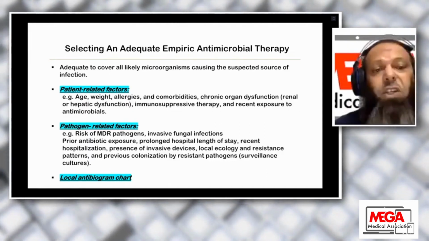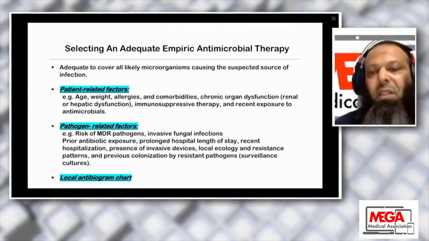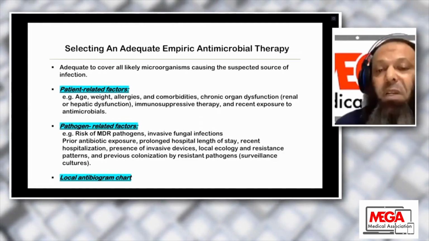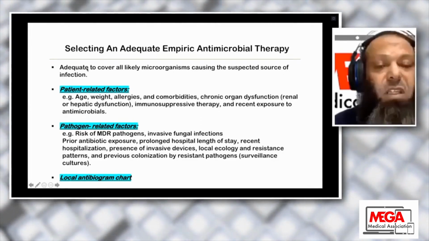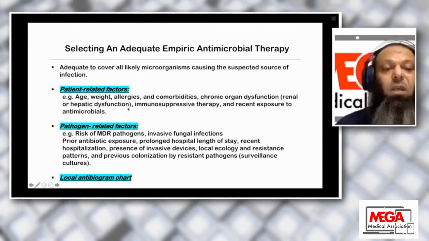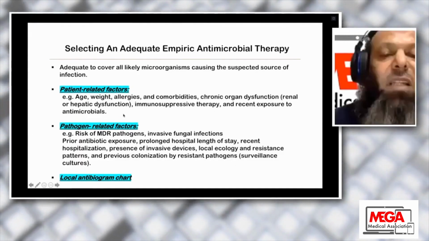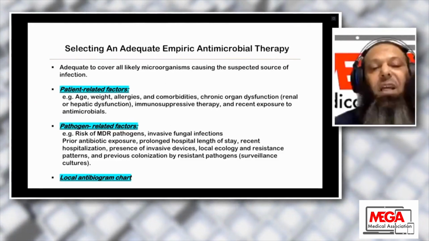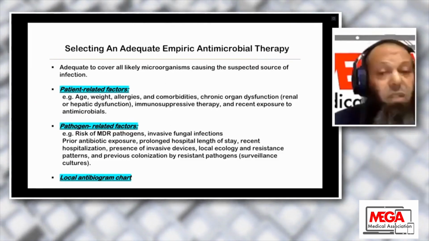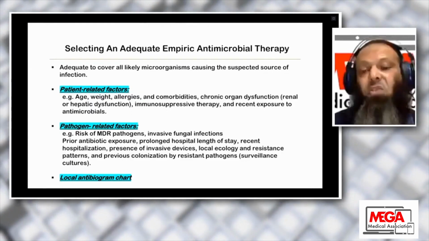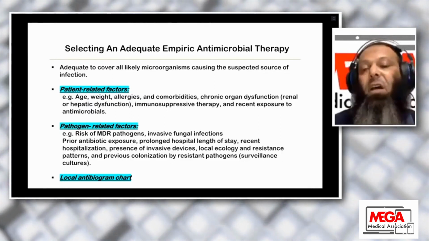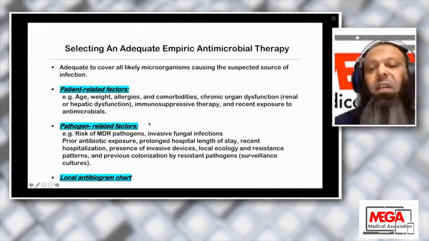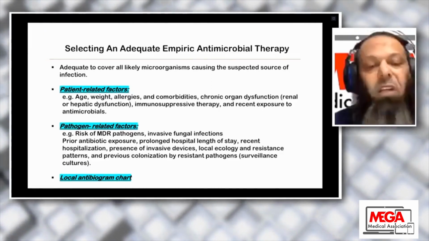Patient-related factors: age, weight, allergies, the comorbidities, the underlying chronic organ dysfunction like renal failure, liver failure, immunosuppressive therapy, and history of recent exposure to antimicrobials. For pathogen factors, the risk of multi-drug organisms or the risk for invasive fungal infection. So you should review your patient about prior antibiotic exposure, prolonged hospital stay, recent hospitalization, the presence of invasive lines, local ecology and resistance, which is related to the local antibiogram, and the previous colonization by resistant pathogen. This is from your surveillance cultures.